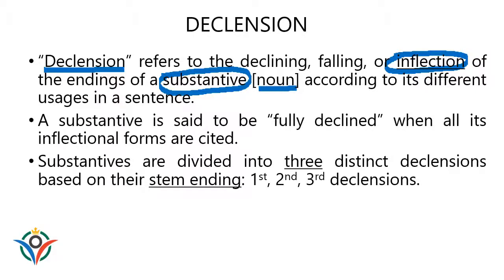All right, so declension refers to the declining, falling, or inflection of the endings of a substantive according to its different usages in a sentence. A substantive is said to be fully declined when all its inflectional forms are cited. Substantives are divided into three distinct declensions based on their stem endings: first, second, and third declensions. So let's take a look at those three declensions in more detail.